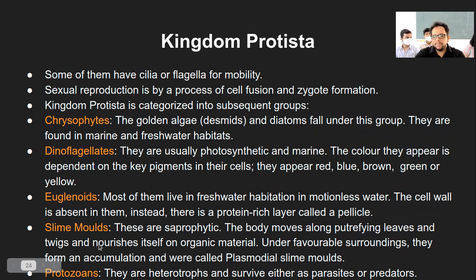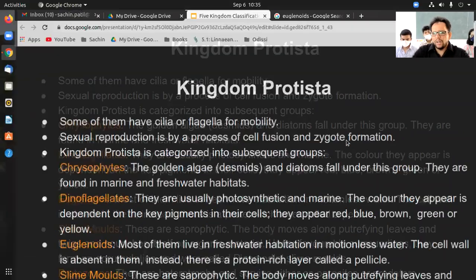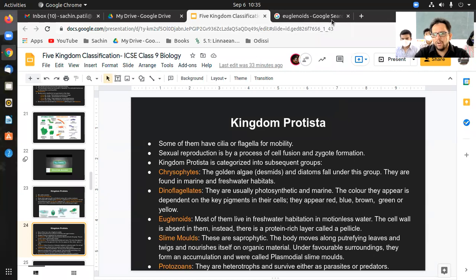And then these organisms, the slime mold, will nourish themselves on the organic material present in the bodies. For example, if a plant is dying or dead, all that organic matter or organic compounds present in that plant, these slime molds will grow on. And under favorable conditions in the surrounding, they will form an accumulation, and that is why they are called plasmodial slime molds. So again, you would have seen this commonly as well.